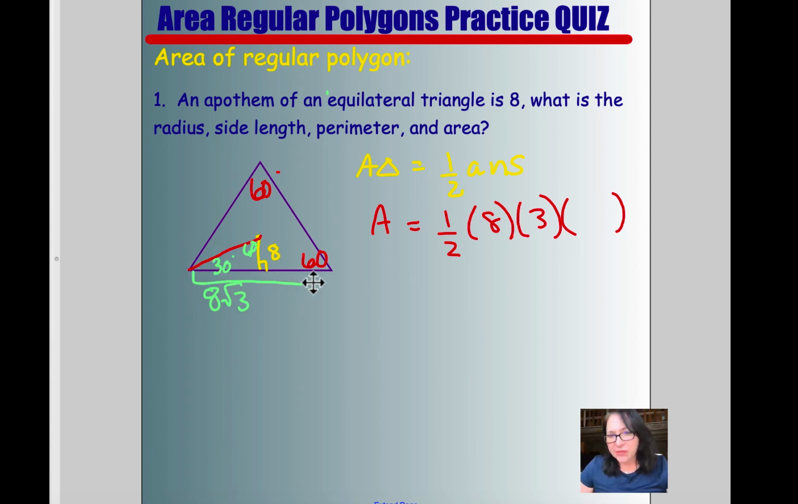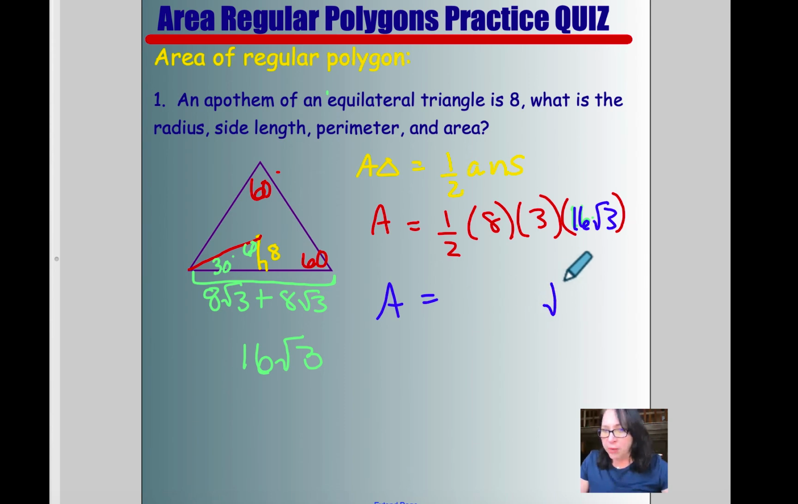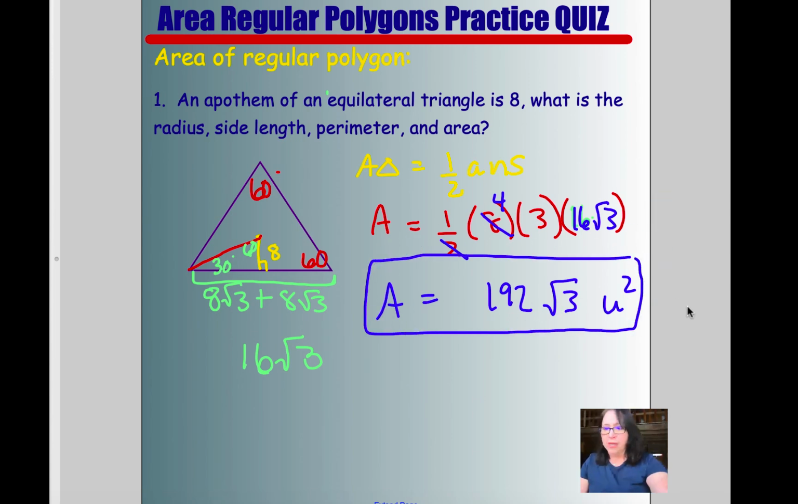So the length of the side, or the base, would be 8 root 3 plus this side, which is 8 root 3, which is 16 root 3. So the length of one side is 16 root 3. And then to find the area, you just simply multiply everything out, and of course leave that root 3 out. Half of 8 is 4. 4 times 3 is 12. And then 12 times 16 is what? 192. So we have 192 root 3 units squared. And that's the area of this regular polygon.